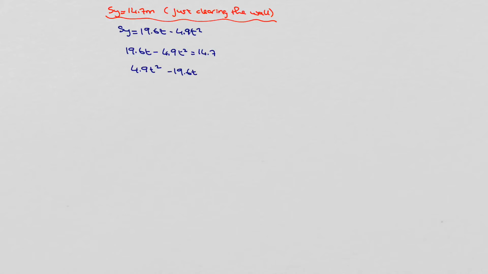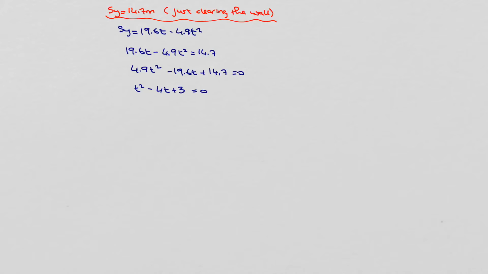And I want to know at what time does that happen. So Sy is equal to 19.6t minus 4.9t squared. And if I let that equal 14.7, well, I'm going to end up with a quadratic equation. So I have 4.9t squared minus 19.6t plus 14.7 equals 0. Now, if I divide across by 4.9, I end up with a lovely quadratic, t squared minus 4t plus 3.